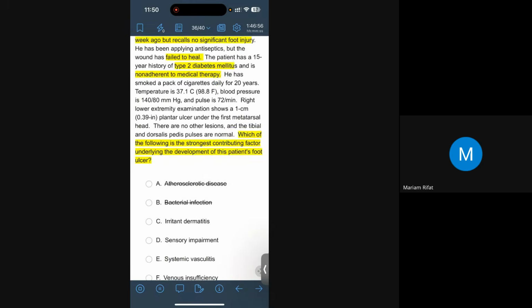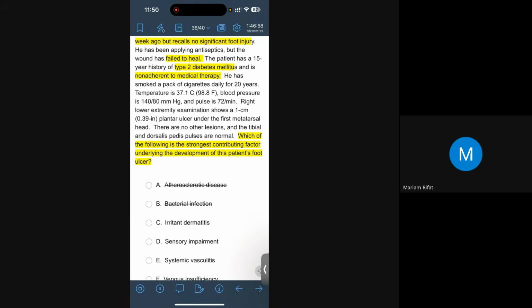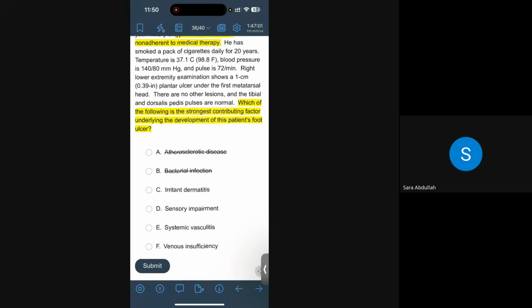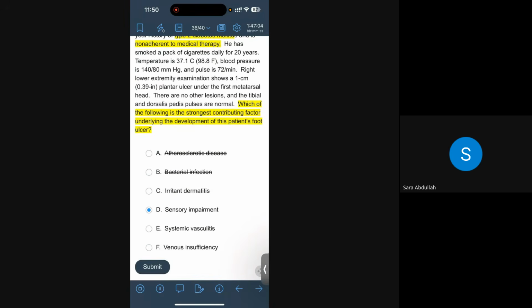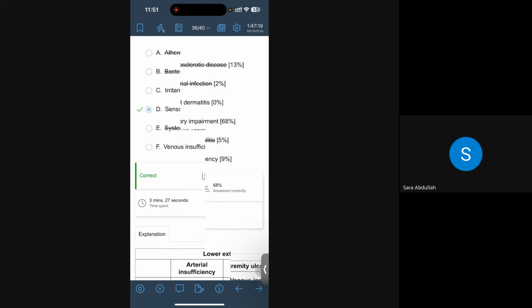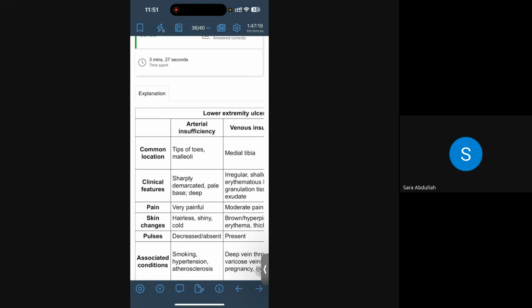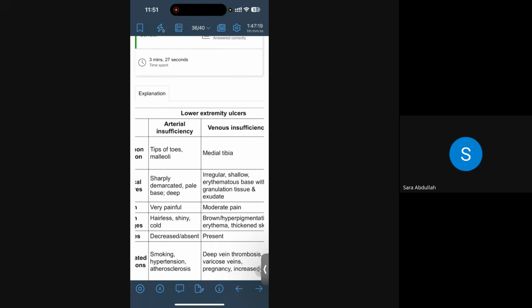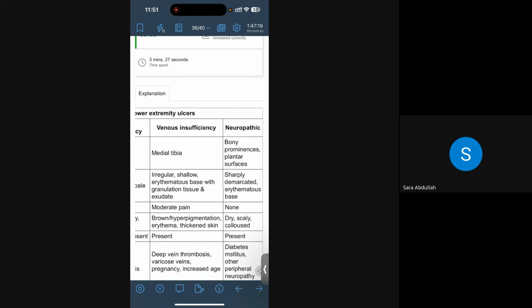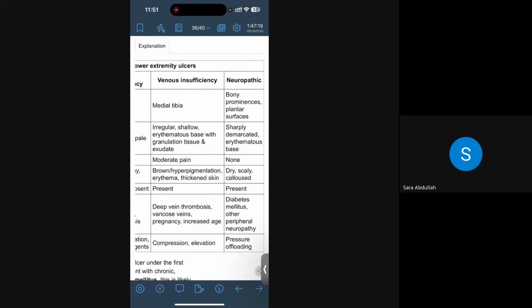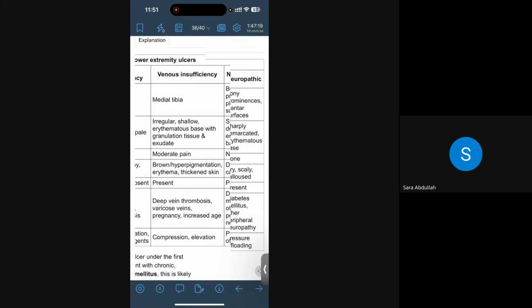So what will be the answer in this case? Sensory impairment, because it is a neuropathic ulcer. It is not systemic vasculitis. It is not venous insufficiency. Venous insufficiency ulcers develop at the gaiter area, at the medial malleoli. So sensory impairment. Arterial ulcers location: tip of toes and malleoli. Venous: medial tibia. And neuropathic: bony prominence like the head of the first metatarsal or the heel.